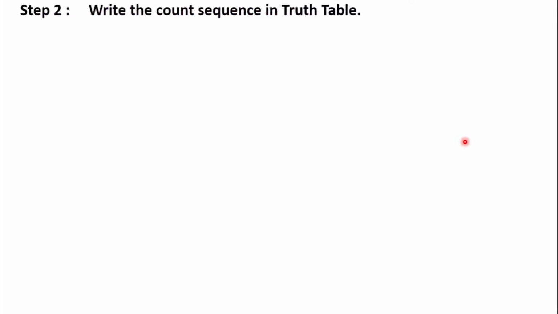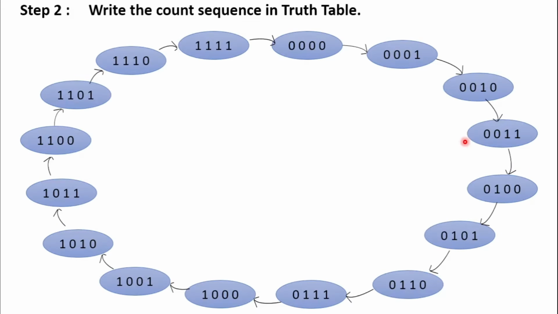Now, in the second step, what you have to do? You have to write the count sequence in the form of truth table. First, we will write the count sequence in the form of state diagram. So what is state diagram? The state diagram looks like this. We are going to start from the initial state, which is 0000. From 0000, if one clock pulse is applied, it will go to the next state, and it is obviously 0001.